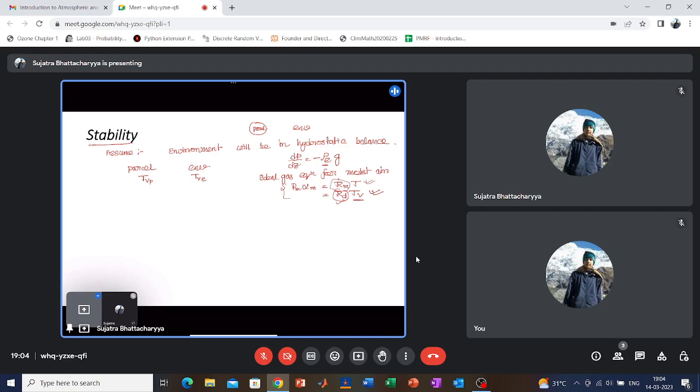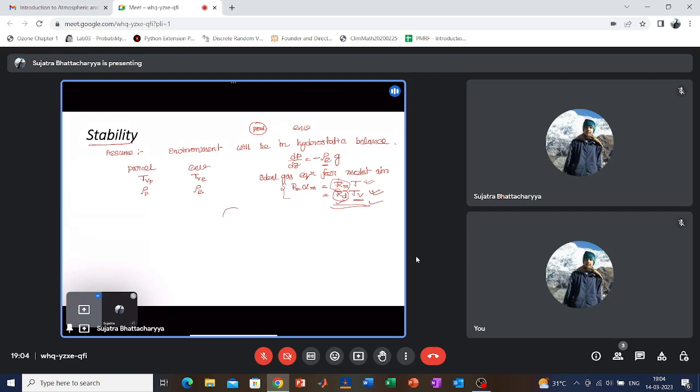We have seen it in the very earlier lectures. Okay, so for the parcel I am taking this condition, T_vp, the virtual temperature of the parcel, and T_ve, the virtual temperature of the environment. The immediate next thing is the density of the parcel and the density of the environment, which I have written here. I think that is all we require.